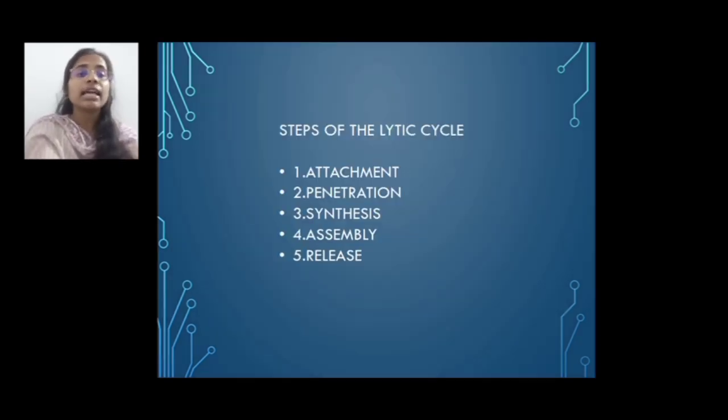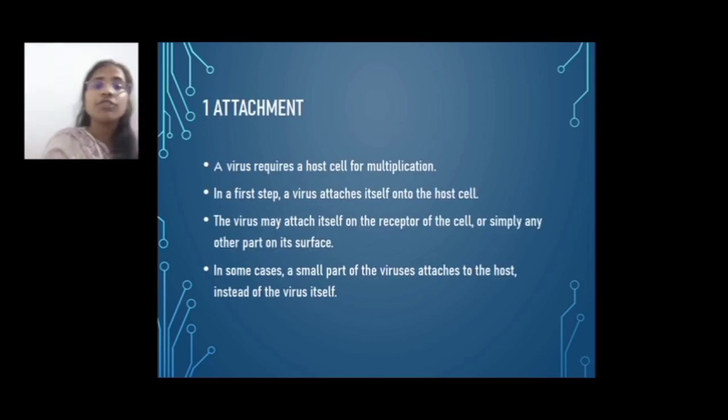In the lytic cycle there are five steps: one is attachment, second penetration, third synthesis, fourth assembly, and fifth release. The first step: the virus requires a host cell for multiplication. The virus cannot multiply by itself, so it needs a host cell.